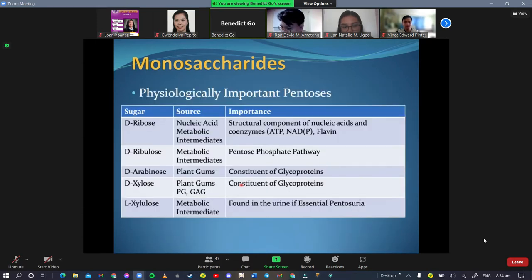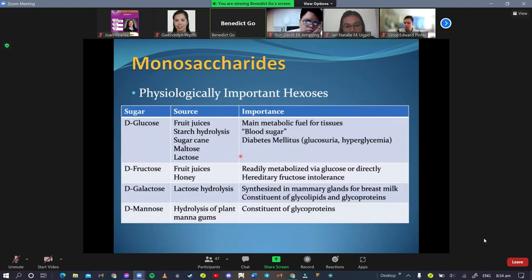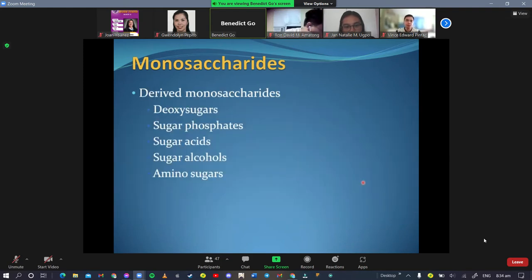Okay, now physiologically important pentoses, these are found in Harper's. You can just read through them. So the name of the sugar, the source, and the role they play, the importance. Pentoses, so 5 carbons. These are the 6 carbon important sugars. Again, the sources, and then their importance. Just read that in Harper's.